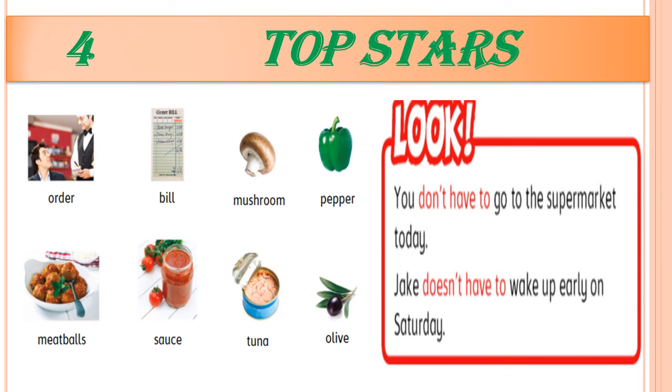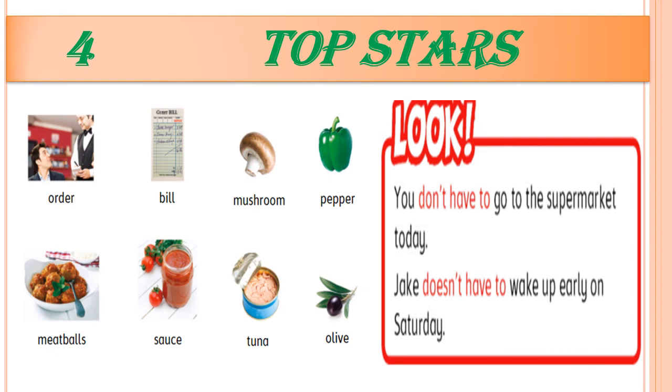Also, we have: You don't have to go to the supermarket today. Here we choose don't, because the subject of the sentence is you, so we must choose have to. Also, after don't or doesn't, we must choose the base form of the verb. So here we must say, you don't have to go to the supermarket today.